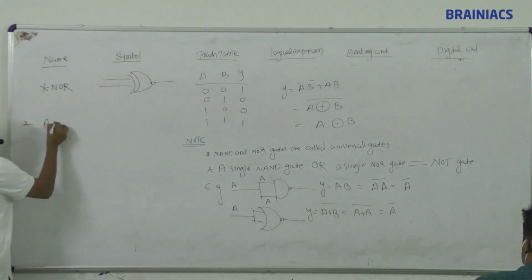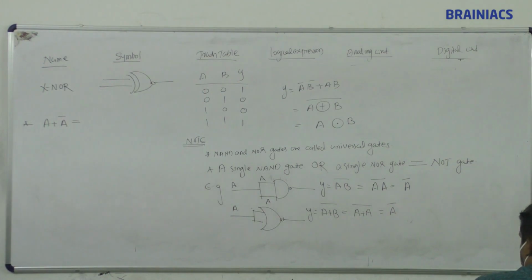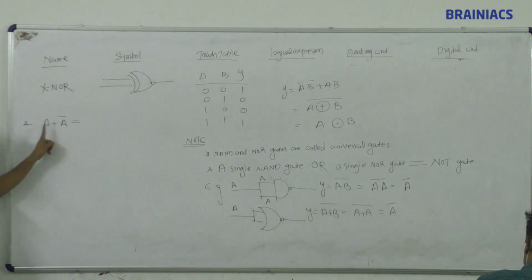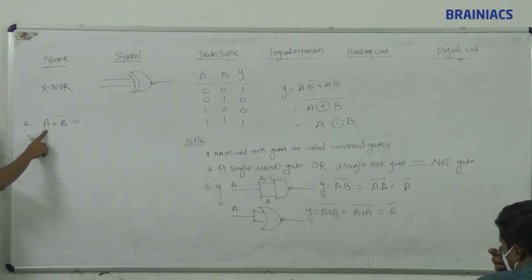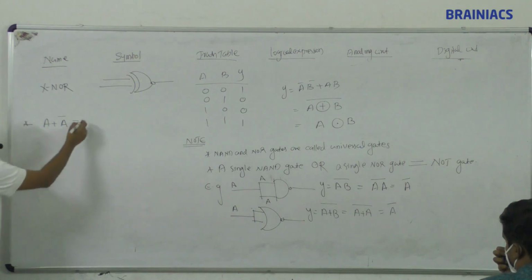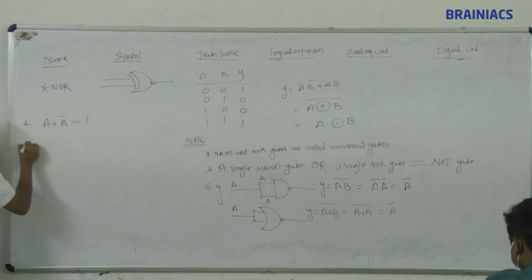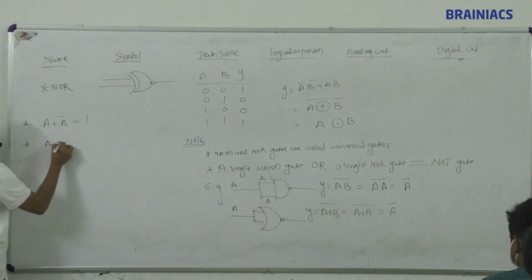Next one, A plus A bar is equal to what? Suppose you assume A is equal to 0, then A bar will be 1. 0 plus 1 is 1. Suppose you assume A is equal to 1, then A bar is 0, and 1 plus 0 is 1. So it is always 1.